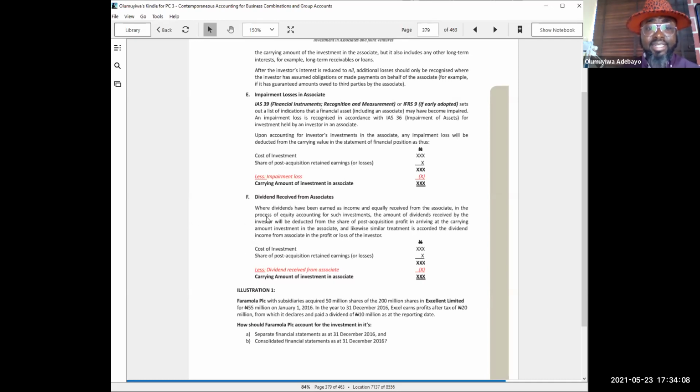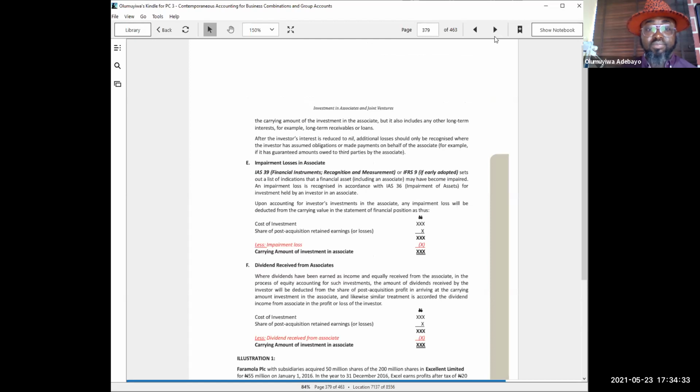Any other question? These are the critical adjustments that will arise in the process of accounting for your investment in an associate in line with the requirement of IAS 28. Any other question, clarification, contribution, or otherwise? Any contribution?